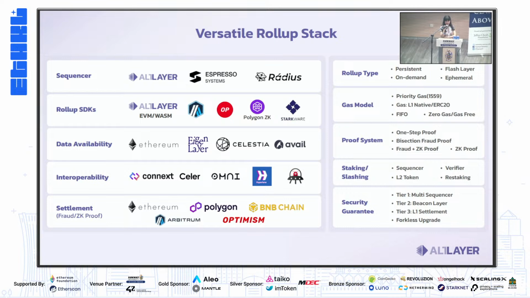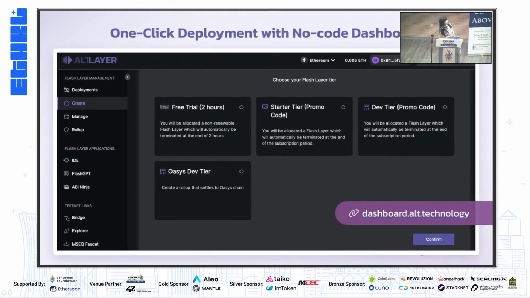There are a few ways. The first way is to go to our website. Actually, I think it's here, dashboard.alt.technology, or you can just go to our website, AltLayer.io, and then you can find the rollup launchpad where you can just play around with our platform. You can basically choose whatever tier you want to use. You can start with a free trial, and the chain will automatically terminate itself in 2 hours. So there's no waste of resources.